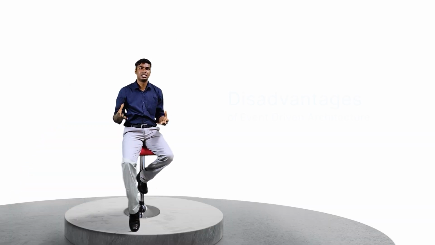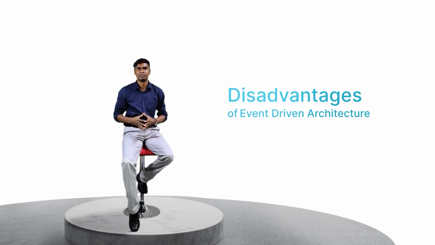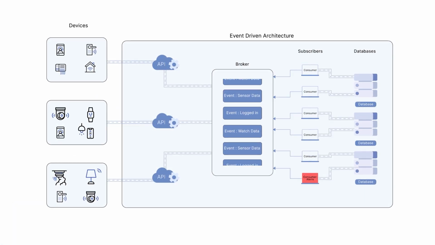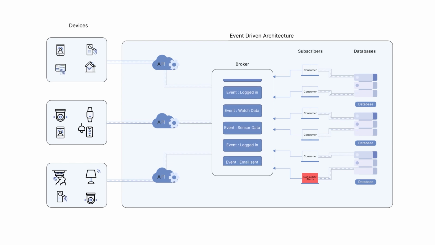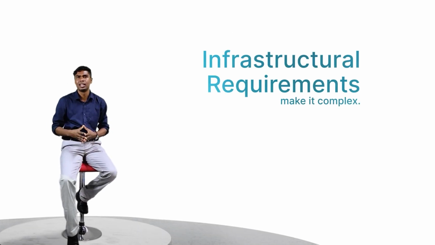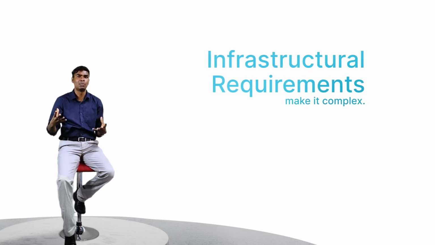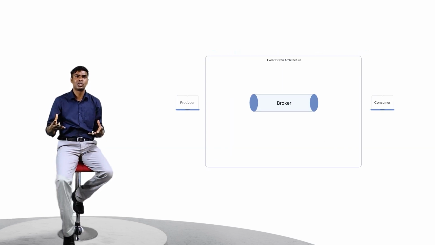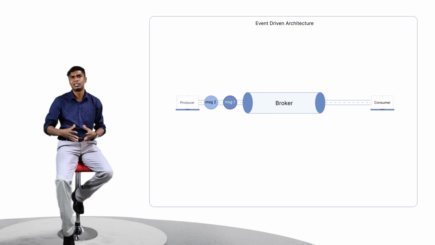Event-driven architecture does have some challenges as well. Let's be honest, managing numerous events, publishers, and subscribers across the system is not easy. It requires careful consideration of event flow and its processing. On top of that, there are additional infrastructure requirements that make the system more complex and a lot harder to debug. Event-driven architectures communicate asynchronously.